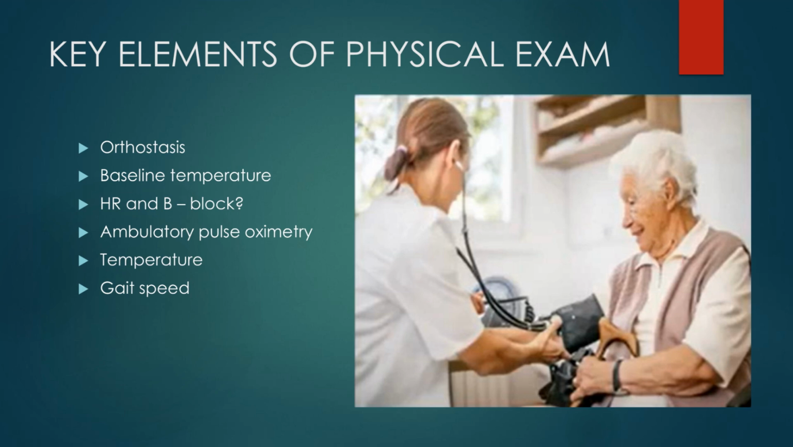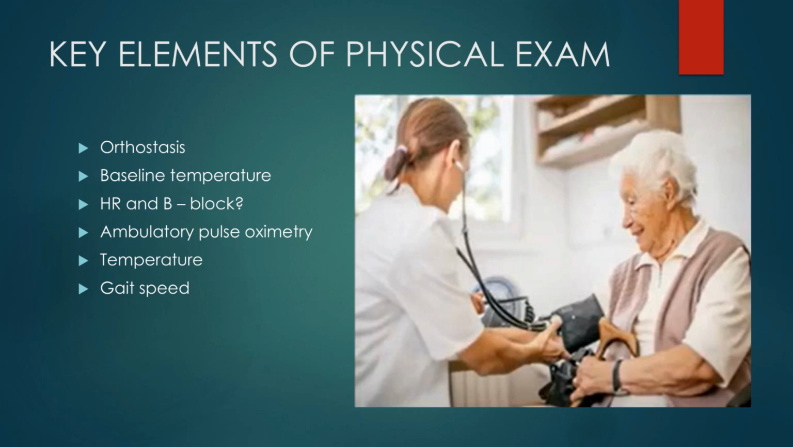Some of the key elements of a physical exam for older adults include orthostasis, or taking blood pressure supine and then upright. Oftentimes, older adults don't complain of lightheadedness and still have substantial drops in blood pressure that predispose them to falls. We also want to establish their baseline temperature. It's so important to know if somebody has a 97 Fahrenheit baseline temperature, because in the future, if they develop a 99.5 temperature, that could represent fever.